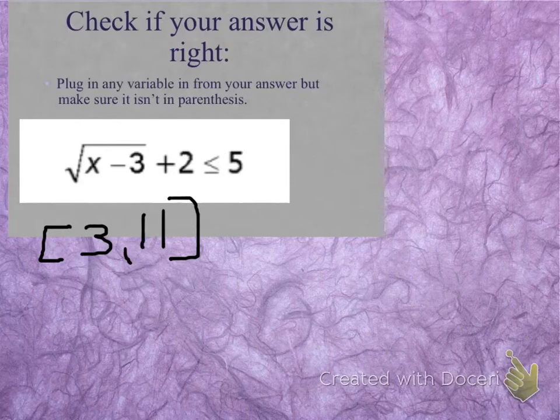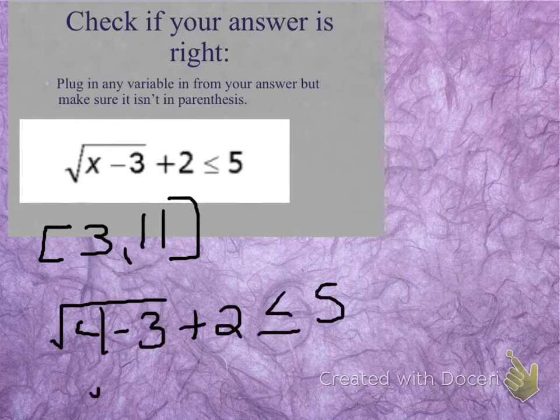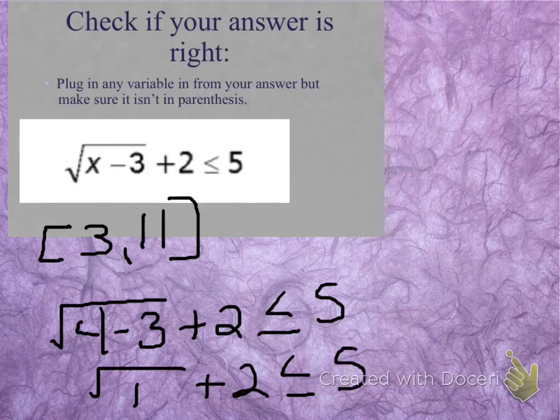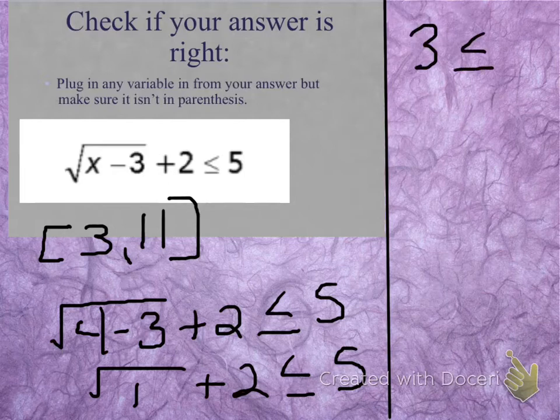Okay, for this equation, we already have the answers. So the answer is either 3 or 11 or anything in between those. So I'm going to choose a random number in order to check this. So the first thing I did was I plugged in 4 for x. So then the radicand is going to be 1 plus 2 is less than or equal to 5. So then once you do this, you're going to get 3 is less than or equal to 5.